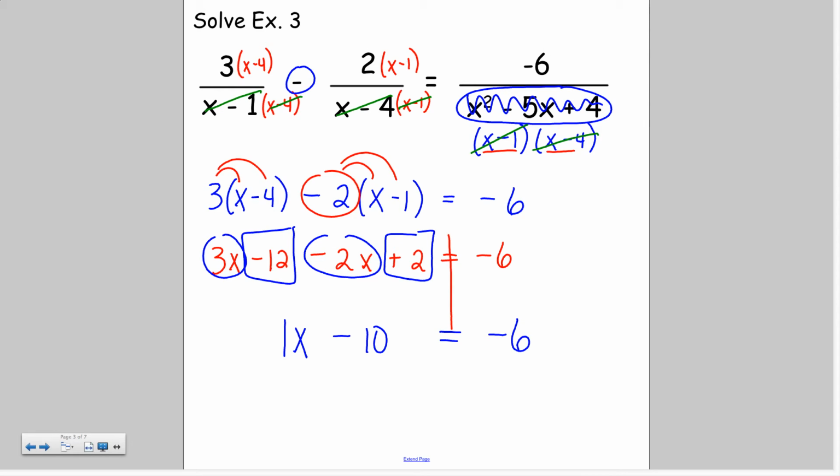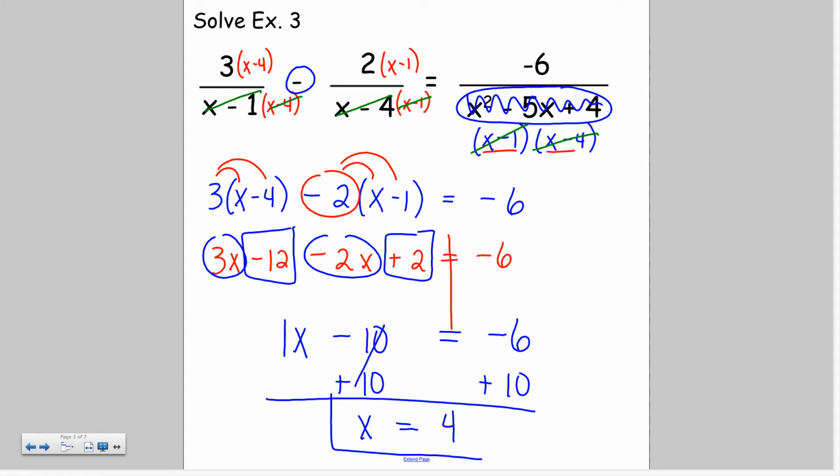Bring down the negative 6. I'm almost there. You add 10 to both sides. Negative 6 plus 10 is 4. That one was not nearly as messy as example 2. Again, pause the video at any time if you need to.